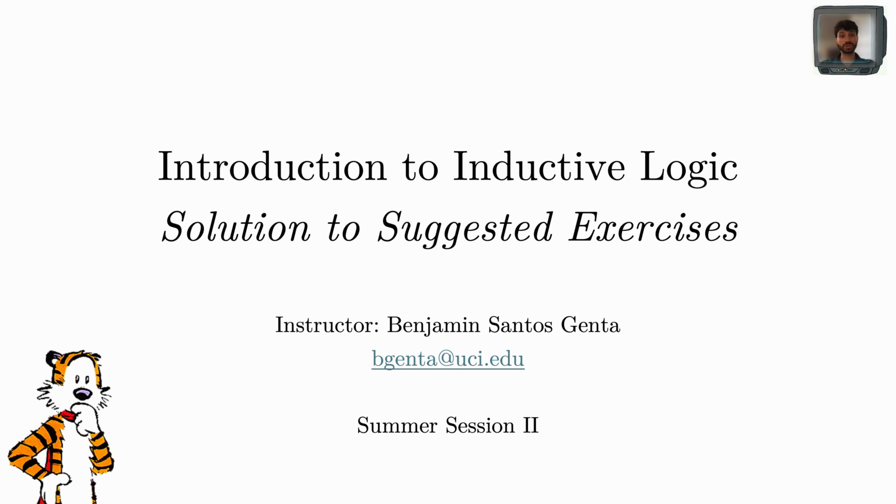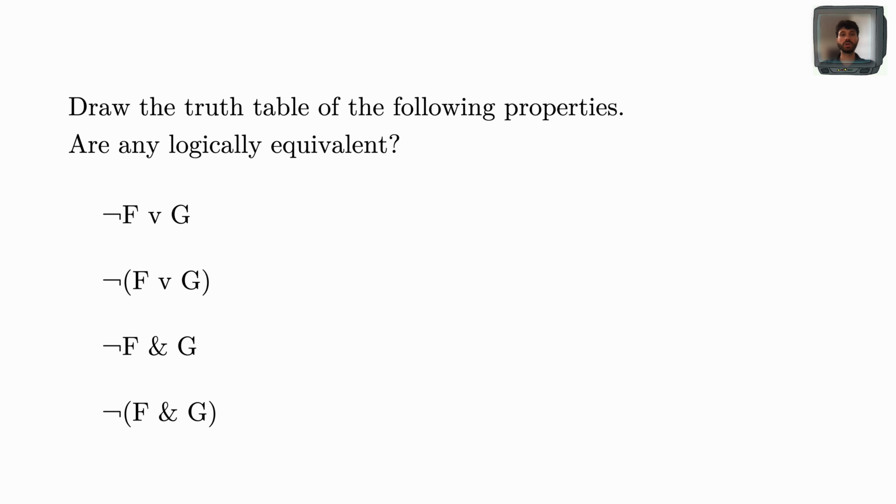So the exercises I gave for you for this week were the following. Draw the truth table of the following properties. Are any logically equivalent? And we have this set over here of not F or G, not F or G, etc. Now, before we even begin, we must be clear on what I'm asking you.